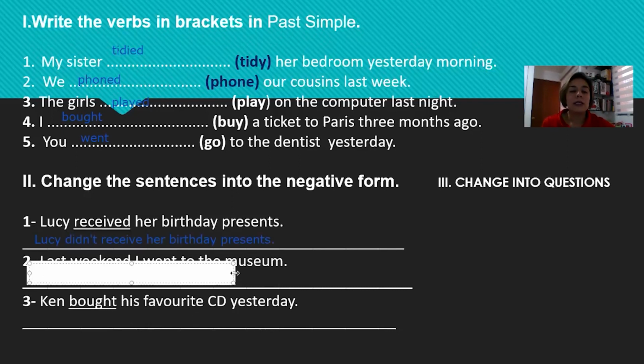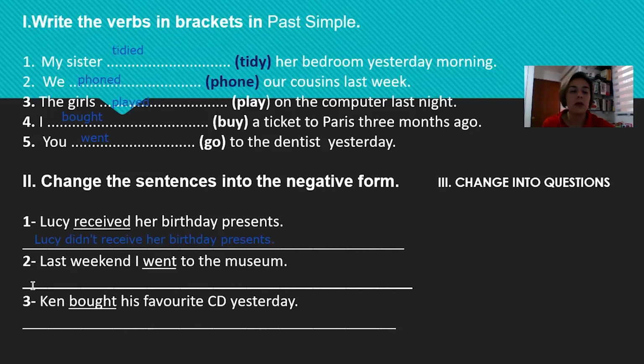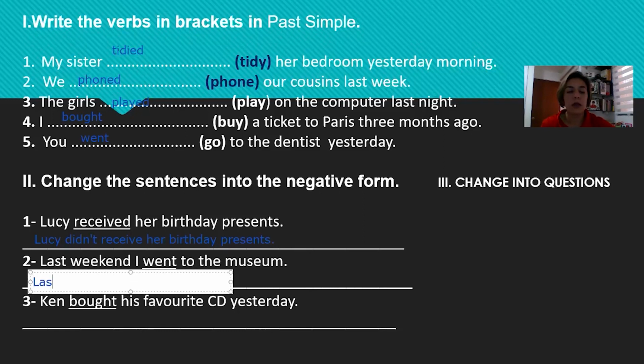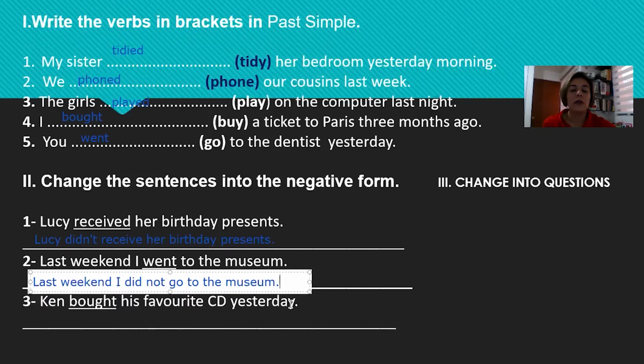What is the subject for this sentence? Okay, if you can see, we have a time expression at the beginning, but it doesn't matter. You can use it at the beginning. So we are going to write at the beginning: last weekend, time expression. Last weekend, I did. I am going to use the complete form. Go to the museum. Okay. Period. It's very important to use a capital letter and a period.